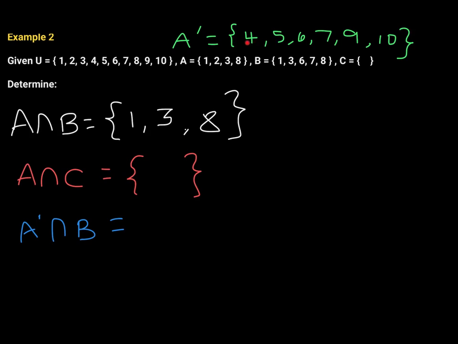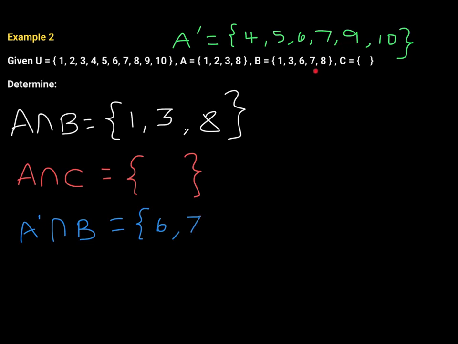Is 4 in both sets? No. How about 5? No. 6? Yes. 6 is in both sets. So 6 makes it into the intersection. Anything else? Let's see. 7. 7 is in both sets. So 7 makes it into the intersection.